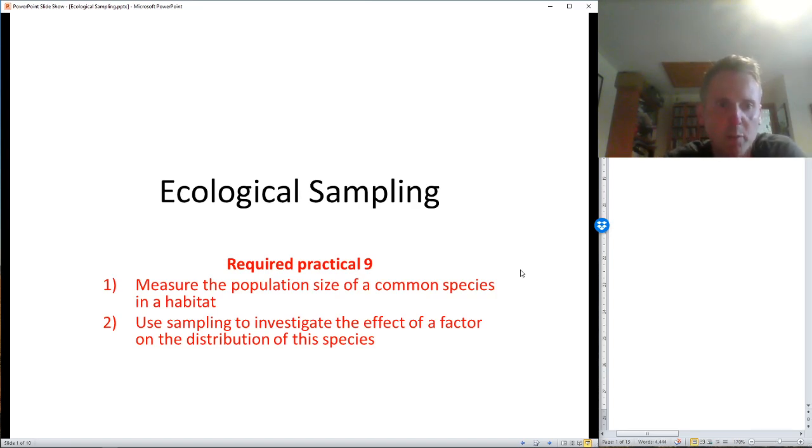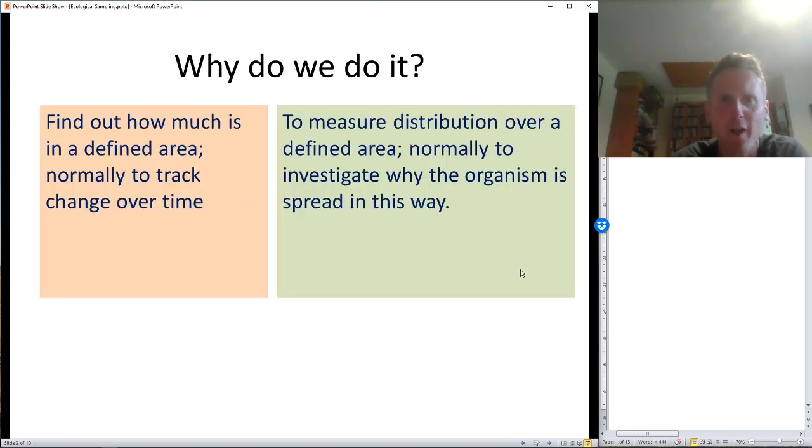It says in the syllabus that we need to measure the population size of a common species in a habitat, and then we're going to use sampling to investigate the effect of a factor on the distribution, how spread it is in a habitat. Okay, so that's what we're going to do, and there's therefore 2 different techniques. So in ecology there's 2 things that we want to do.